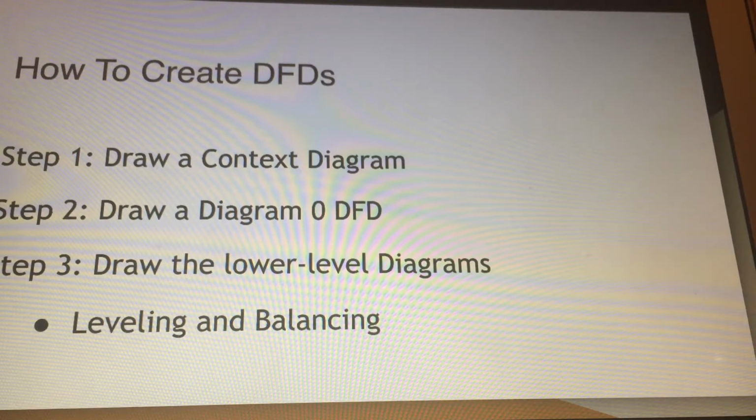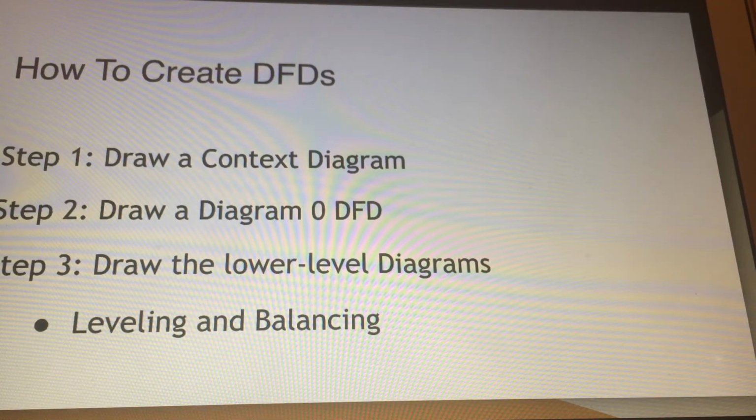Step 2, you'll draw a diagram 0 DFD. In the previous step, it was explained how a context diagram provides the most general view of an information system and contains a single process symbol, which is like a black box. To show the detail inside the black box, a DFD diagram 0 is created. Diagram 0 provides an overview of all the components that interact to form the overall system. It zooms in on the system and shows major internal processes, data flows, and data stores.